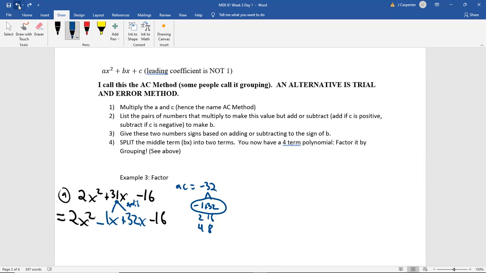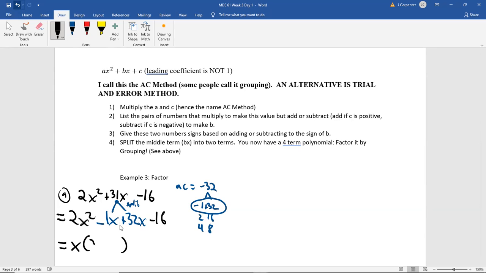Now we have a 4-term polynomial that, again, I guarantee if you've made it this far, you can factor by grouping. So we're going to take a GCF from the first pair. Remember, we're mentally splitting this thing in half. For the first pair, the GCF between 2x squared and x is just an x.